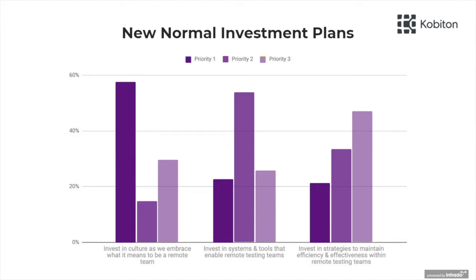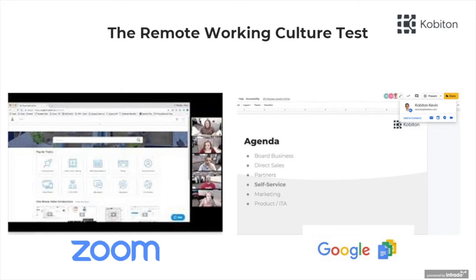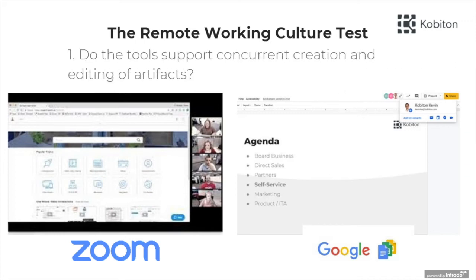So moving on to the next slide, I call this the remote working culture test. I like to ask a set of 3 questions to challenge organizations who say they have remote working set up, to measure that cultural effectiveness. And I like to use Zoom versus Google Docs in my comparison. Is your collaboration approach more like screen sharing in Zoom, or is it more like users collaborating on a Google Doc?